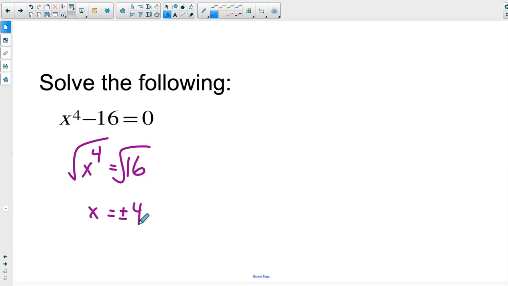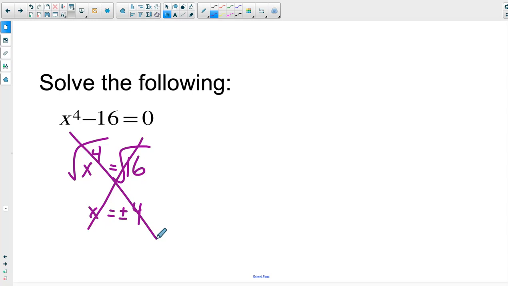How many solutions is that? 2. How many solutions do I have? In total, how many should I have? 4. Yeah. There should be a big alarm bell going off in your head like, this is not right. All right, so that's not right.